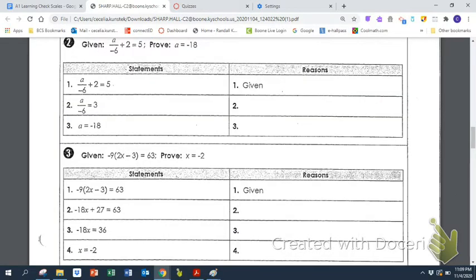On number 2, what are we doing to get from, we're going to rewrite our statement. And then after we rewrite it, we always say given. Now, how did we go from a divided by negative 6 plus 2 is equal to 5 to a divided by negative 6 is equal to 3? Well, clearly, we subtracted 2 from either side. So that is going to be our subtraction property.